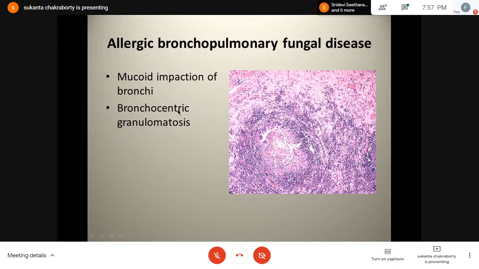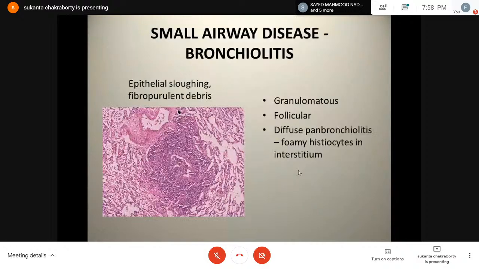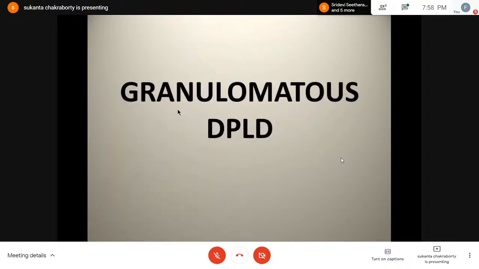Next comes allergic bronchopulmonary fungal diseases. These are also included in interstitial lung disease, and there is mucoid impaction of the bronchi, and there is bronchocentric granulomatosis in fungal bronchopulmonary disease in ILDs. So, what is left? Small airway disease like bronchiolitis. There is epithelial sloughing and fibropurulent debris in bronchiolitis. And the histological subtypes may be granulomatous, follicular, or diffuse panbronchiolitis, where there will be foamy histiocytes in the interstitium.